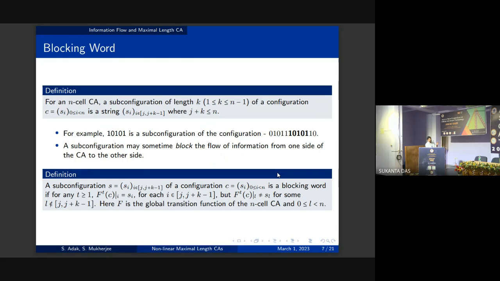To define the blocking word, at first we have to define the subconfiguration. So what is a subconfiguration? Suppose there is a configuration of an n cell CA, so there are cells 0 to n minus 1, and when we take sequential positions like k, k plus 1, k plus 2, k plus 3, that is a subconfiguration of this configuration. So in a CA, the subconfiguration can be blocked. That means the subconfiguration blocks the information flow.